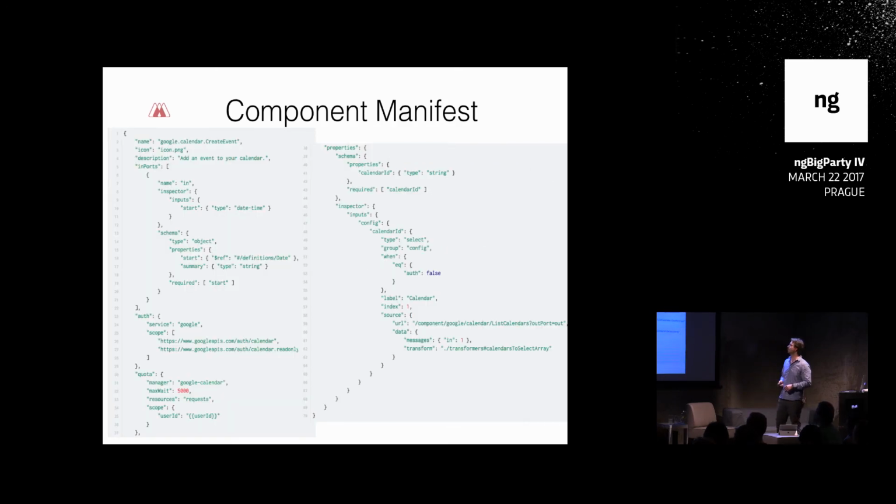Here's an example of a component manifest file, just quickly. It contains the metadata of the component, so the name, icon, description, specifies the input and output port, the auth and quotas, and all the properties of the component. What's nice about it is that the developer of the manifest file just specifies all these are my properties of my component, and the Appmixer UI then takes this component manifest file and it automatically generates interactive HTML forms with all the validations and stuff for them.